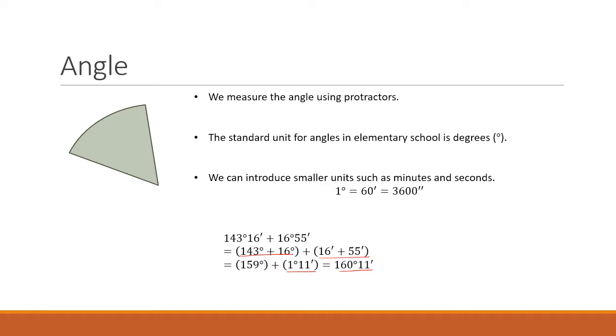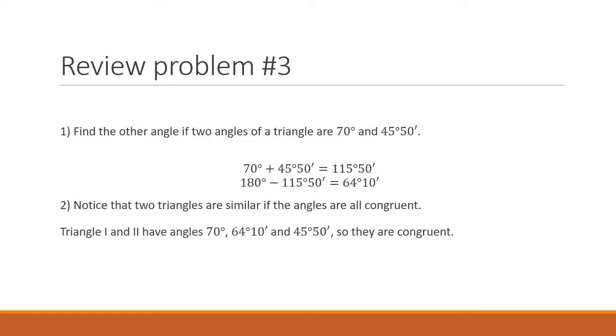So how is that actually showing up in the problems? If you look at review problem number 3, the problem asks you to figure out which triangles are congruent to each other, knowing 2 of the angles inside a triangle. So the first step in understanding that problem is to figure out the other angle if 2 angles of a triangle are given. I'm looking at triangle number 1, and that one has angles 70 degrees and 45 degrees and 50 minutes.